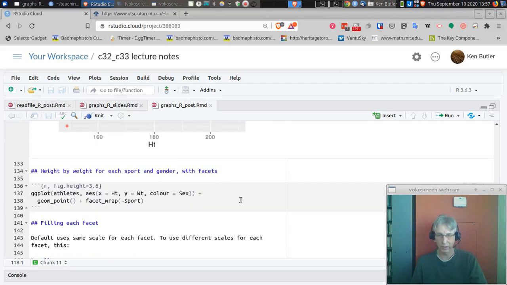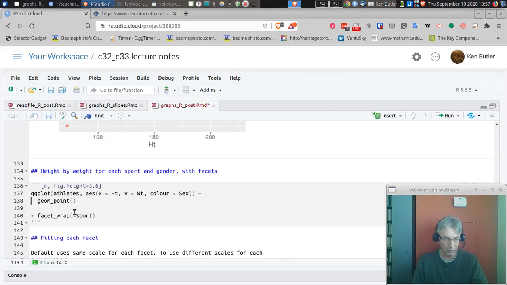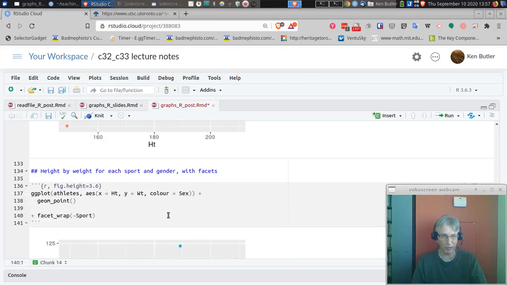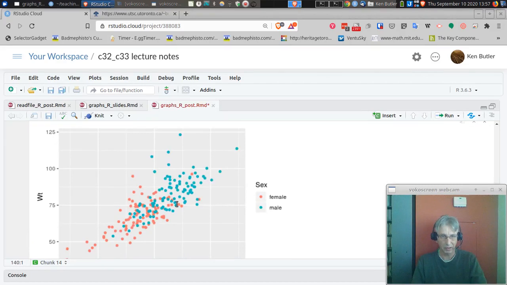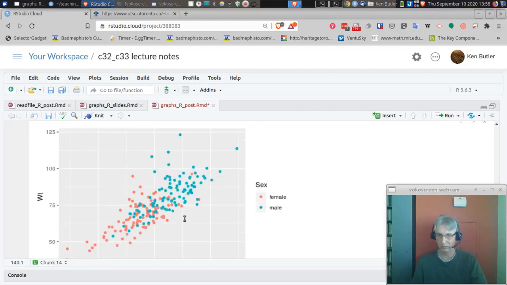Last thing. So let's reproduce that last graph. This is exactly the same code as we just had. You recall this from like 2 minutes ago. So, here we saw that overall, the taller athletes were heavier and the males were bigger than the females. That was what we saw.